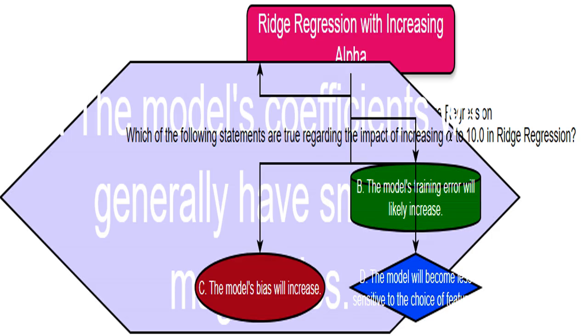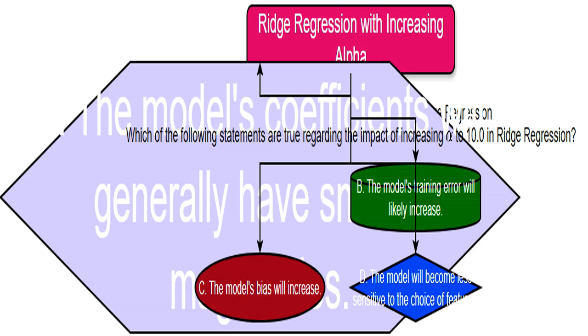I think the training error might increase because a larger alpha simplifies the model. It's like trying to fit a straight line to a curvy dataset. A simpler model will inevitably miss some nuances in the training data, and thus, its performance on the training data itself might suffer.